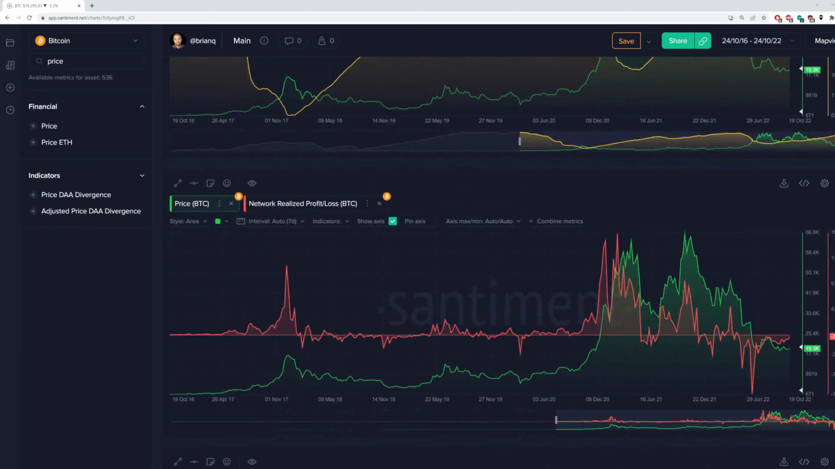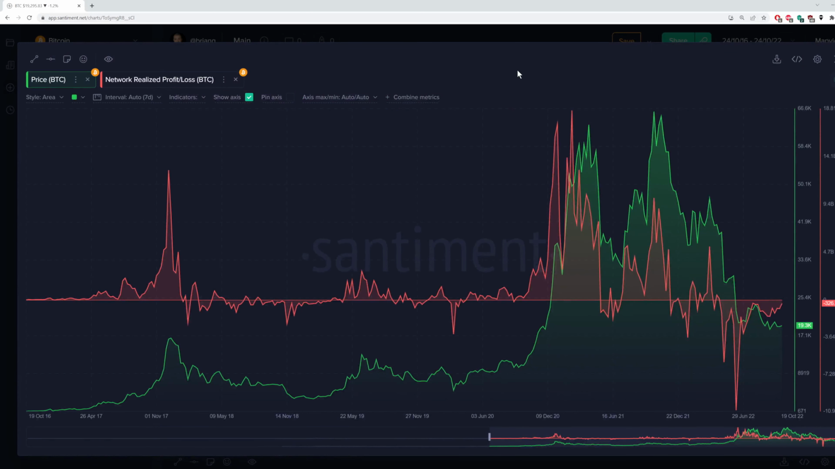Moving on, this one I'll keep it quick. Network realized profit loss works similar to MVRV, similar to the ratio of profit to loss. Basically, when you see big spikes on the high side, like we saw right before the then all-time high in December 2017, that means there's a ton of realized profits going on, tons of people profit taking, and this works kind of like a zero-sum game where it's always going to fluctuate around 0%.